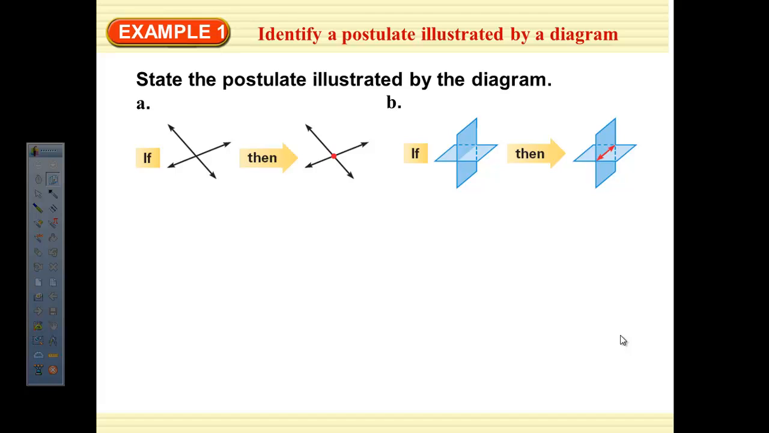Now we're going to be looking at postulates and diagrams. If you notice, there were quite a few postulates in this section, so we're going to try to get these in our head.